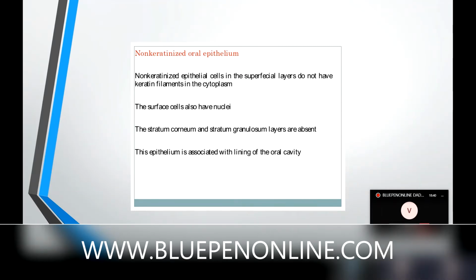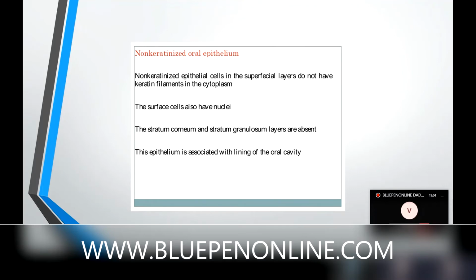Okay, and this type of epithelium has salivary glands, no, ma'am? No, you're getting confused. Salivary glands are present in the submucosal layer. Now we are talking only about the epithelium layer. Below epithelium, we have lamina propria, which is connective tissue. Below that connective tissue, we have submucosa, which has salivary glands. And below that, we have periosteum and bone.